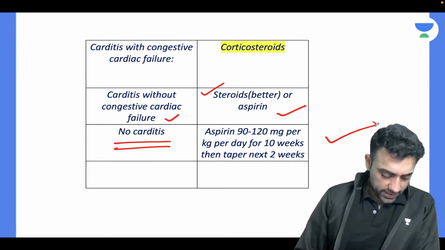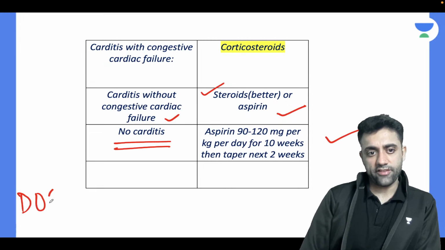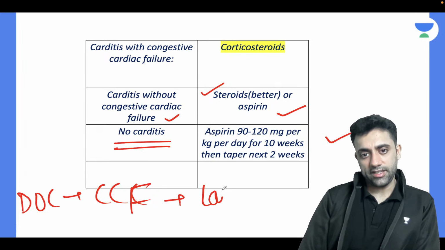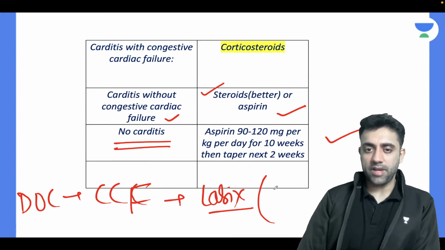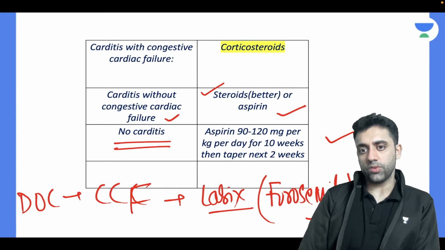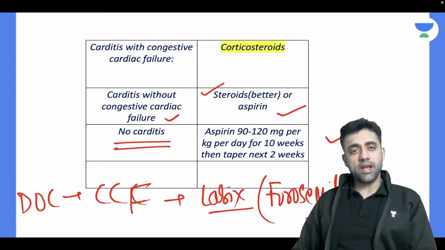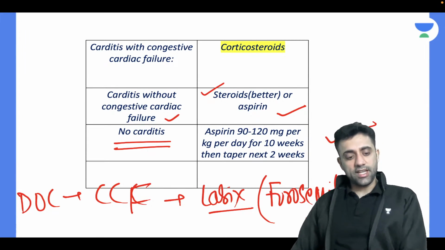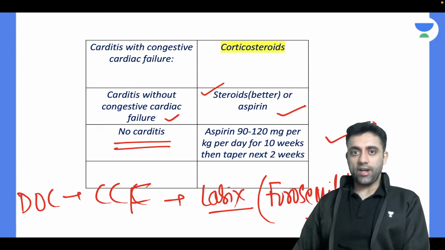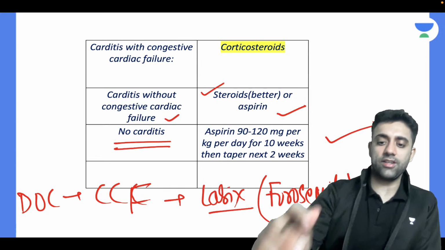The drug of choice for congestive cardiac failure is injection Lasix. Lasix is the brand name. The drug is furosemide. Okay, you should know that. Understood? So carditis with CCF, give corticosteroids. Carditis without CCF, give steroids or aspirin. And no carditis, then only aspirin.